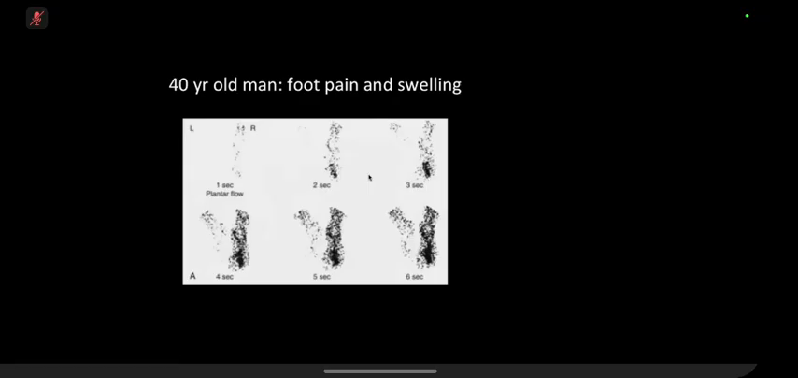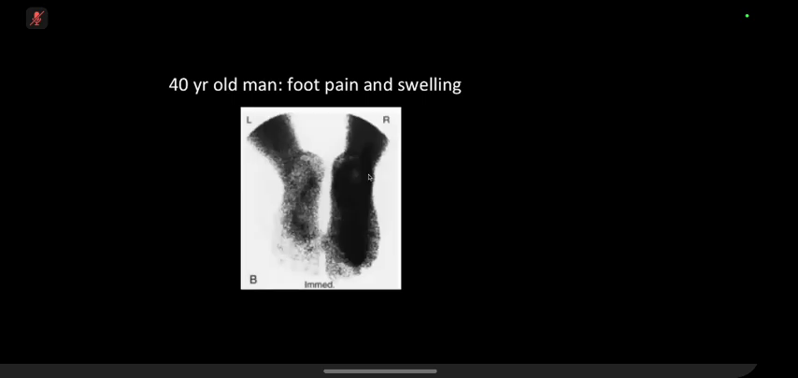And in the blood pool image subsequently, the uptake has increased, but the distal aspect, the toes of the foot, have not taken up any of the MDP yet. And in the subsequent image, there's no uptake either.